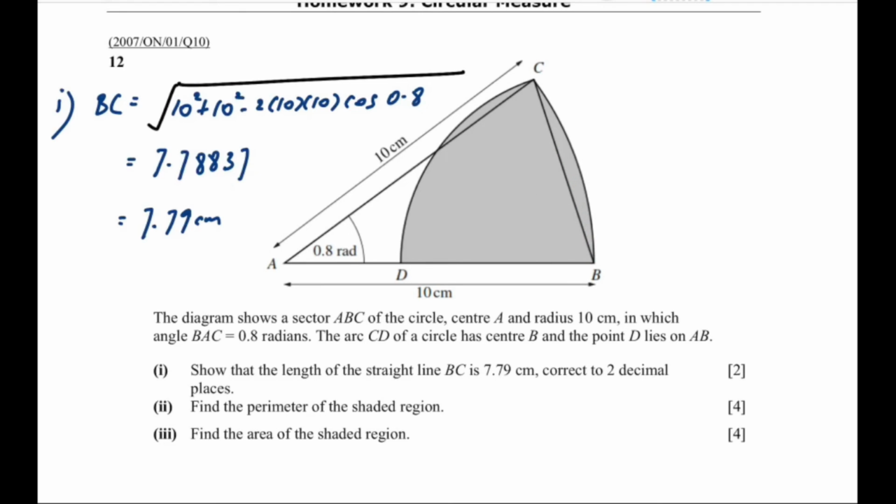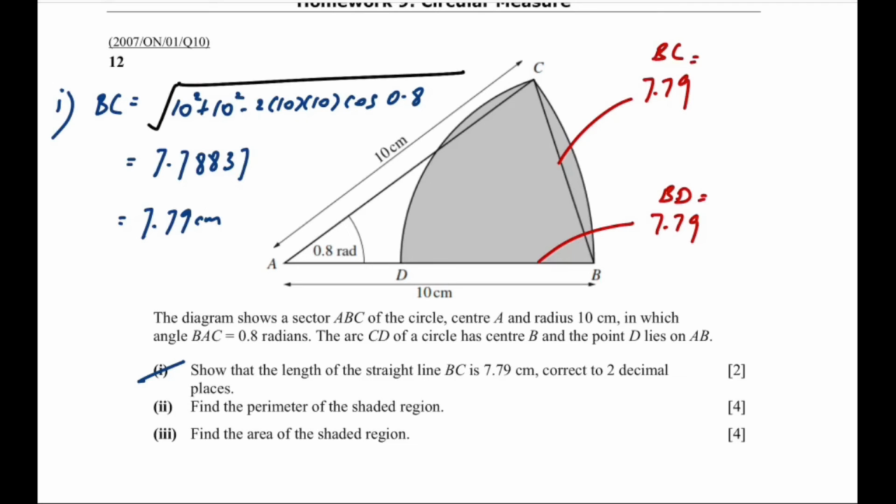So we know that the length of BC is now 7.79. BC is the same as BD. Why? Because it's a radius of this sector, center B. So this one should be 7.79 as well, BD. Okay, now this one is done.